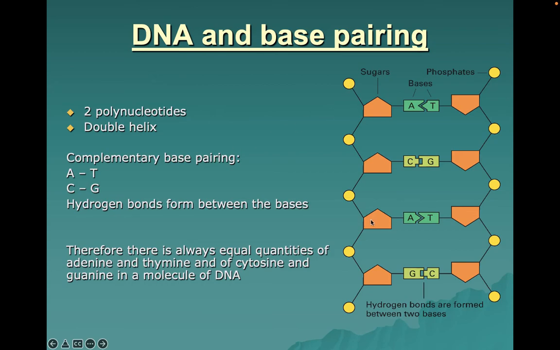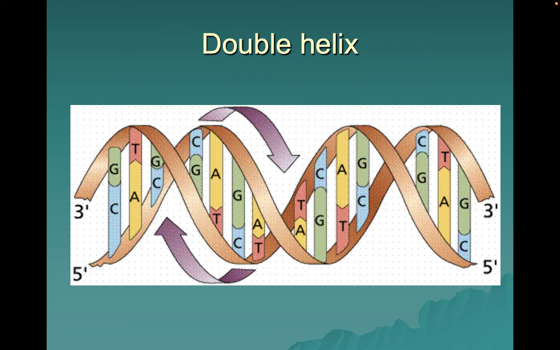So we've got these two polynucleotides which are connected together through bases, and once they connect, the whole structure twists into this kind of spiral shape called double helix. So this is another representation of DNA. You can see here the bases being paired up, A to T, C and G, and then the whole thing is twisted up into this structure called double helix.